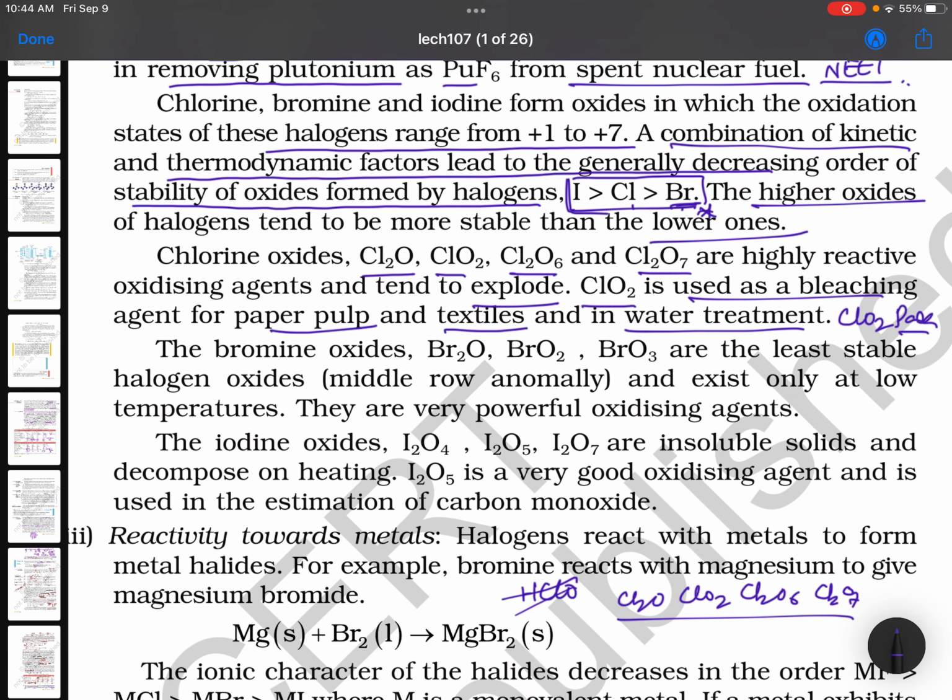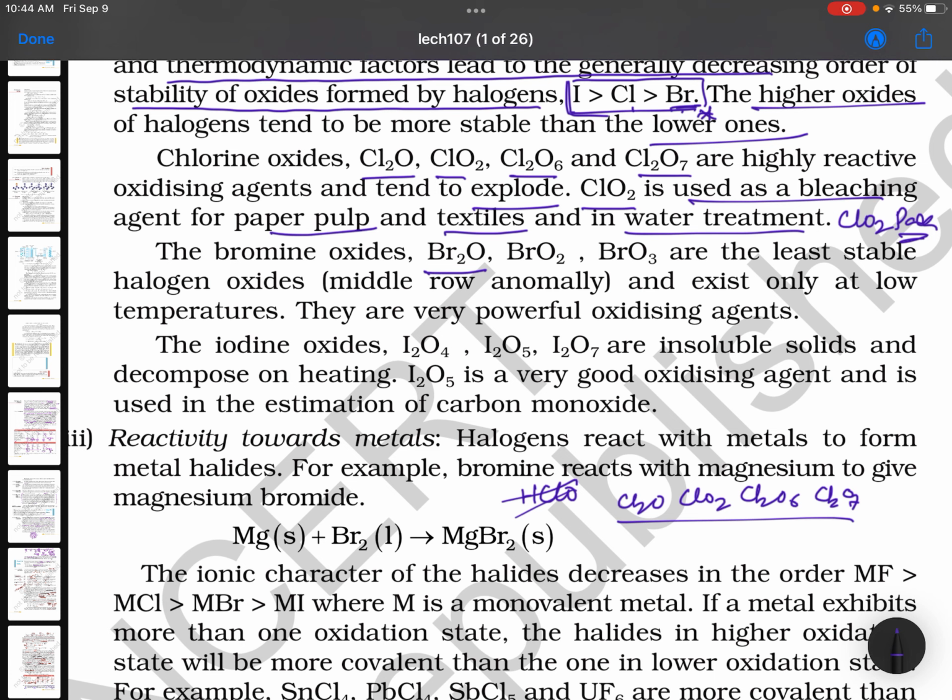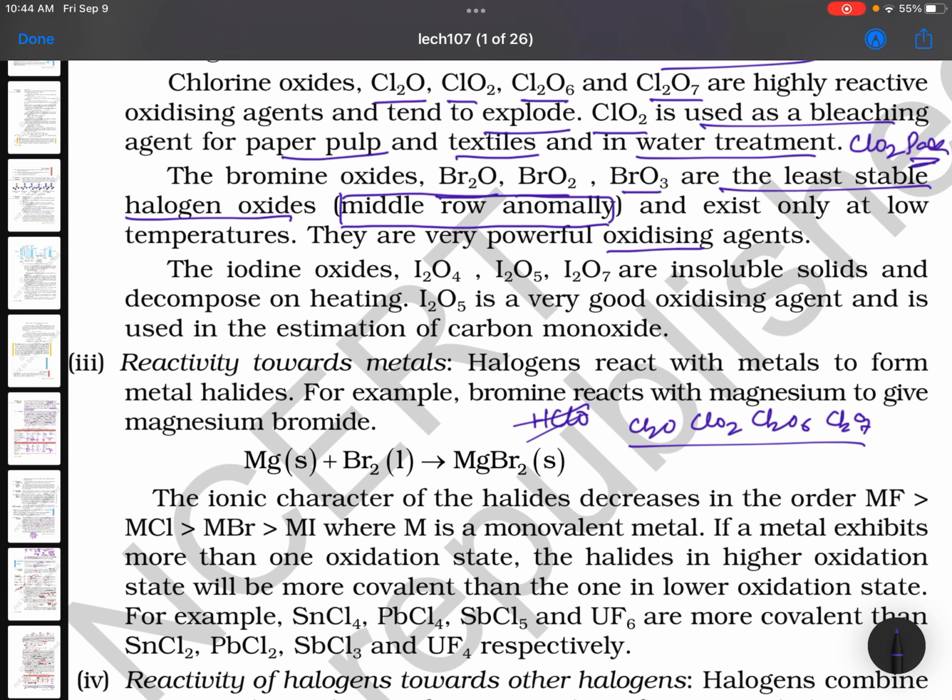Very interesting, important point. The bromine oxides Br2O, BrO2, BrO3 are the least stable halogen oxides. Least stable. This is called a middle row anomaly. They exist only at low temperatures. They are very powerful oxidizing agents as they are unstable. The iodine oxides I2O4, I2O5, I2O7 are insoluble solids and decompose on heating. I2O5 is a very good oxidizing agent and is used in the estimation of carbon monoxide. Remember this point. NEET and JEE both, you can check this question.